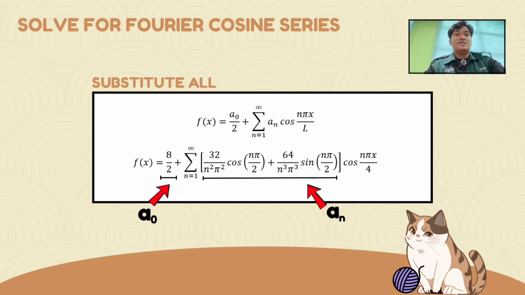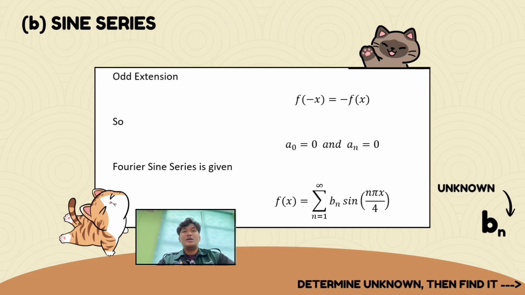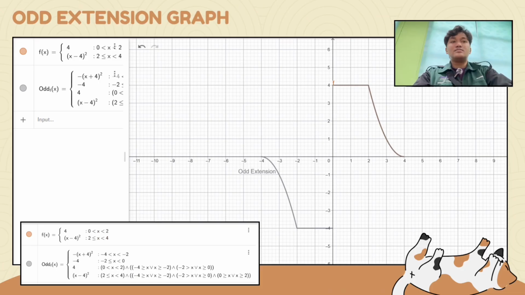Okay, let's continue. Next, the sine series. The sine series is an odd extension, which means f(-x) = -f(x). So from that we get a0 = 0 and an = 0. The Fourier sine series formula is given here, and the unknown is bn. Since we already determined the other unknowns, we can find it.